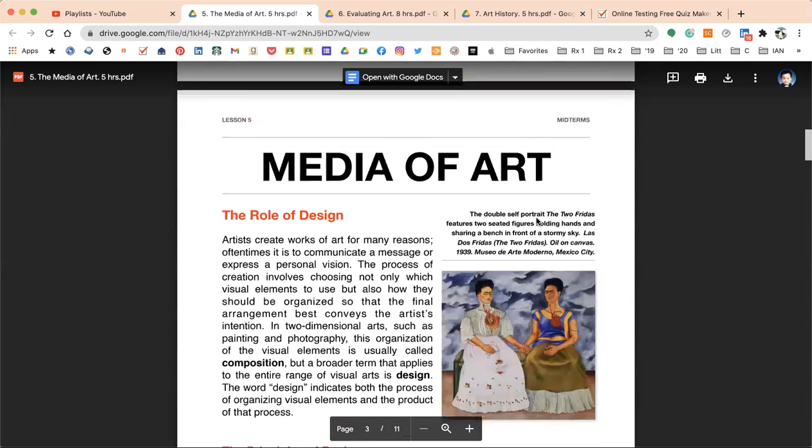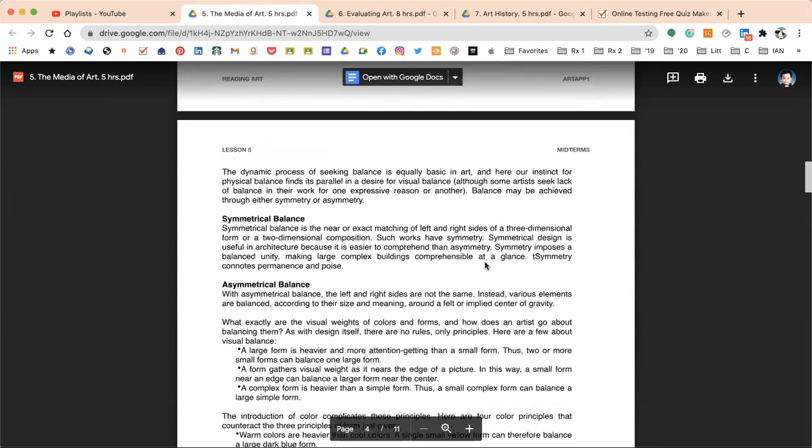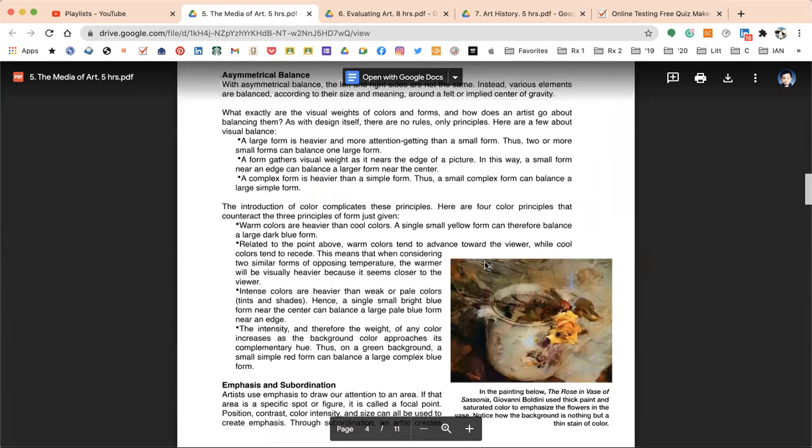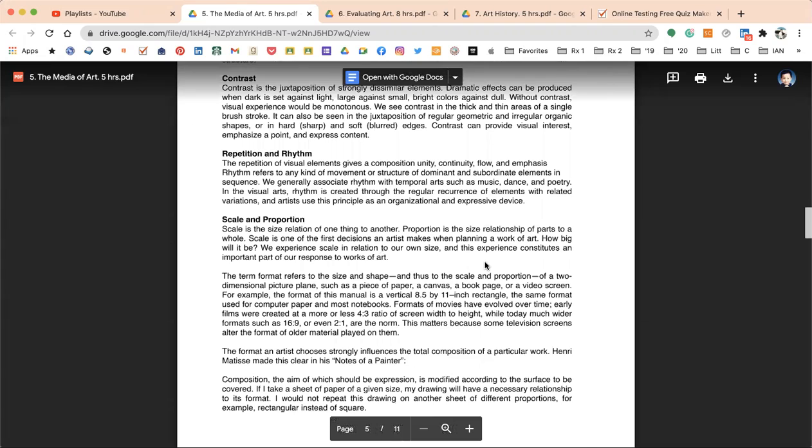Of course, we've talked about the media of art for quite an extended period of time. We focused on the following: unity and variety, pattern. You remember you even had a task on Yayoi Kusama's art, where you tried to create patterns by creating serial forms. We also talked about balance, symmetrical and asymmetrical balance, and emphasis, which includes subordination. Directional force is not actually part of the principles of art and design, but it can help you understand an artwork. We also have contrast, repetition and rhythm, scale and proportion, among others.